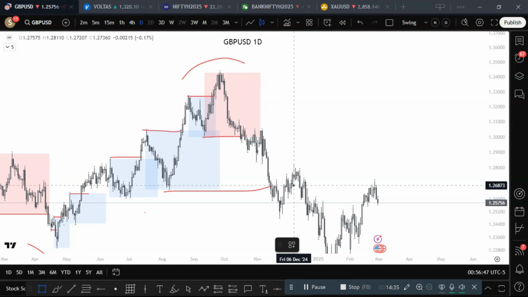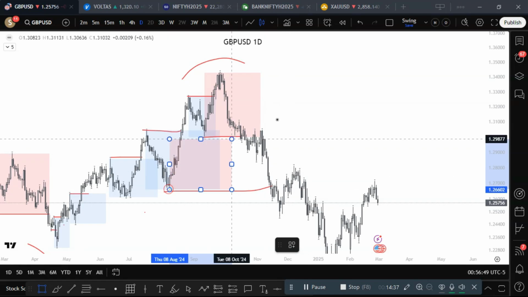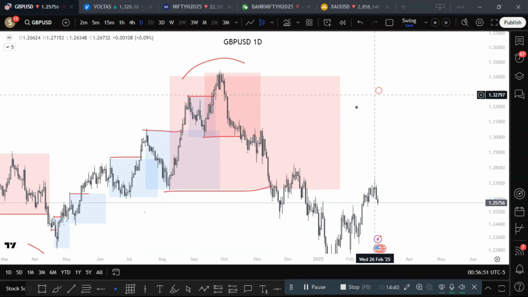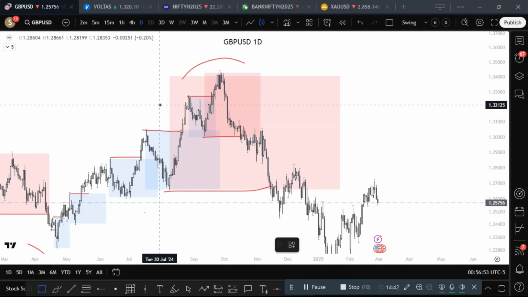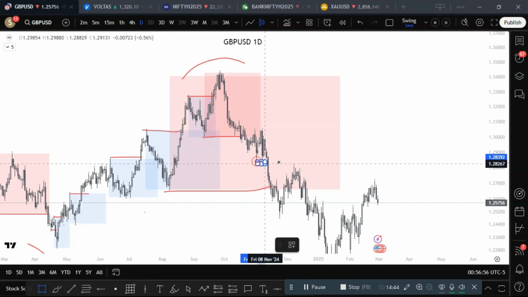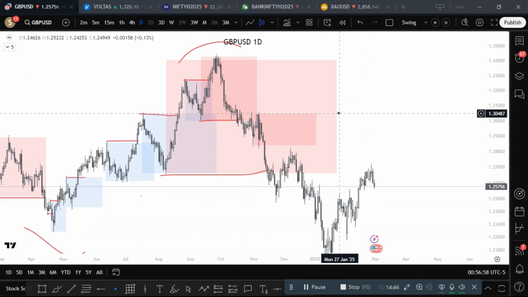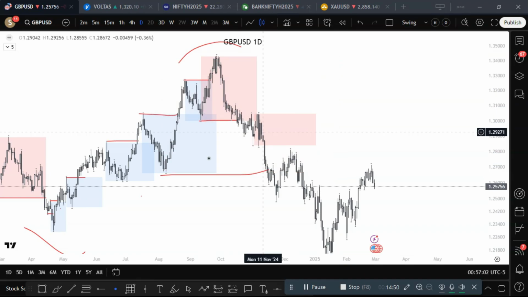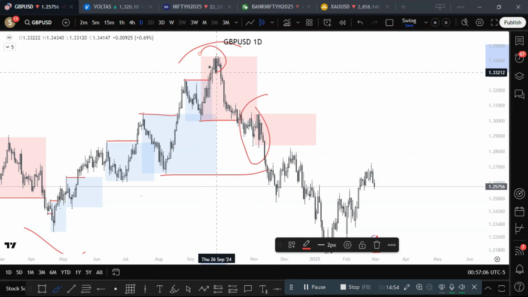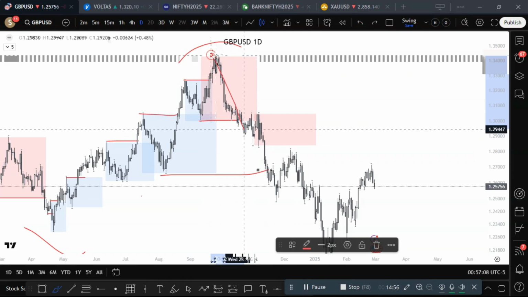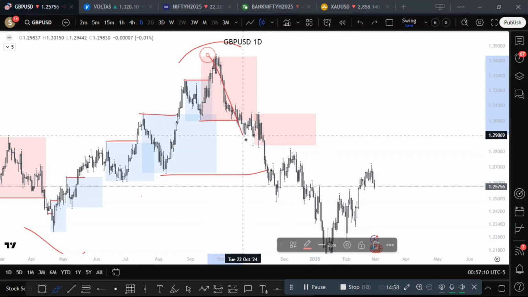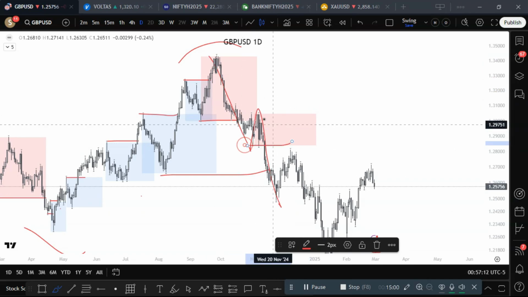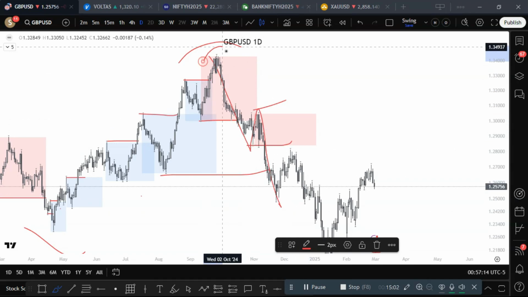So where is the range? Here we have our big range, and in the big range we have our smaller range, right? So we will use the smaller one. Why? Because the break came from here, not from here. This is not a direct breakout, right? This is an indirect break. So this is the important point, not this one.